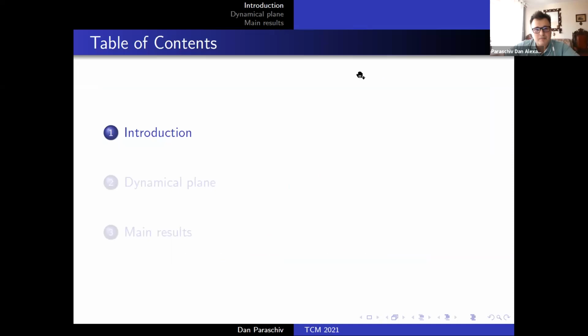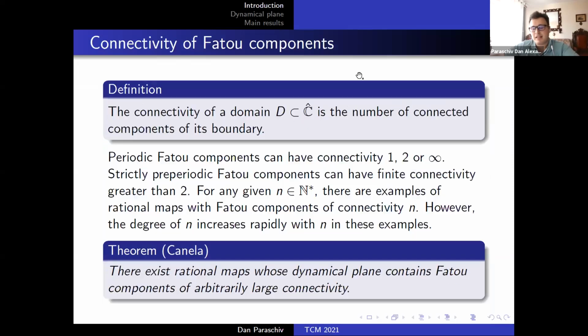I will skip the complex dynamics basic definitions, as I'm sure that by this point, everybody already knows them. So let me get straight to the point. First of all, what is the connectivity of a Fatou component? The connectivity of a domain on the Riemann sphere is the number of connected components of its boundary. So of course, for a Fatou component, the connectivity is the number of boundary components.